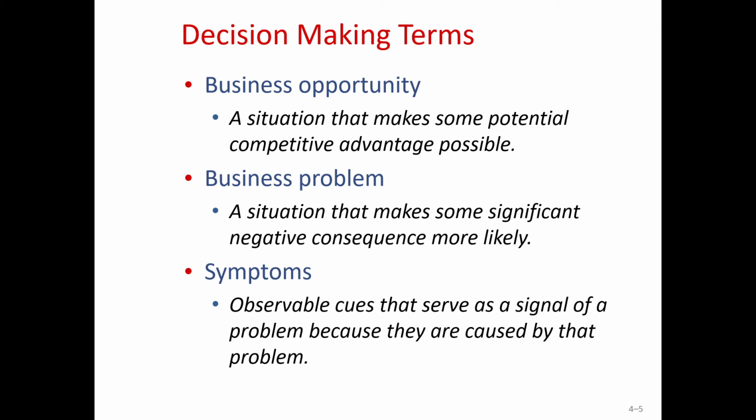A natural disaster can present a problem for many firms as they face potential loss of property or personnel and the possibility that their operation, and therefore their revenue, will be interrupted. Most business problems, however, are not nearly as obvious, and many are not easily observable. Instead, problems are commonly inferred from symptoms, which are observable cues that serve as a signal of a problem because they are caused by that problem.